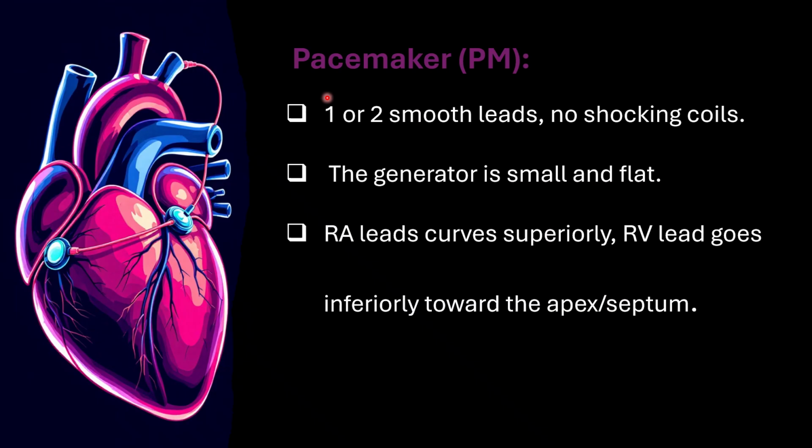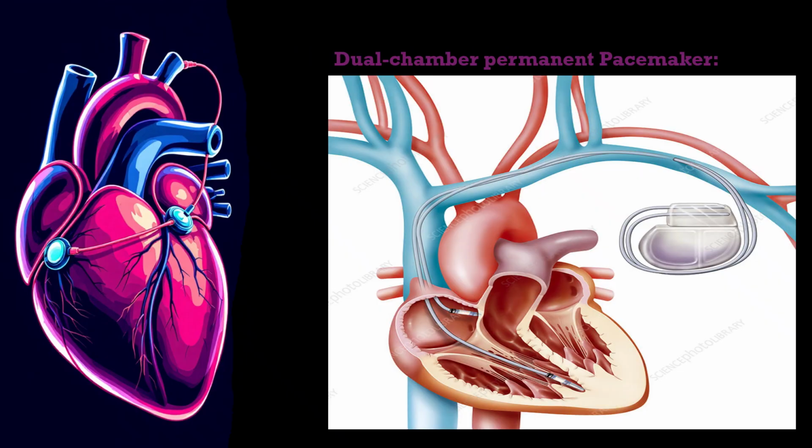If it comes to the pacemaker, in the X-ray, it will be one or two smooth leads with no shocking coils. The generator is small and flat. Right atrial leads curve superiorly, and right ventricular leads go inferiorly toward the apex or the septum. This is a dual chamber permanent pacemaker, where the generator is flat and small.